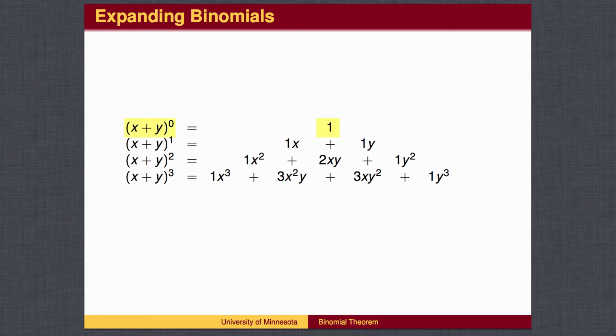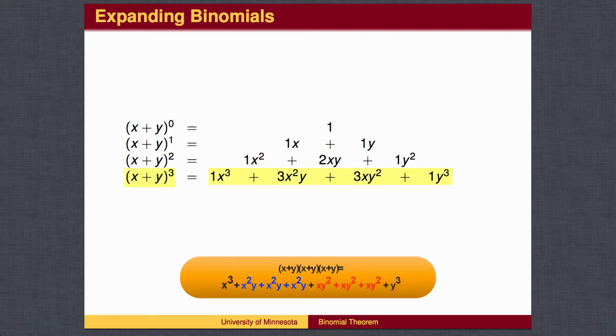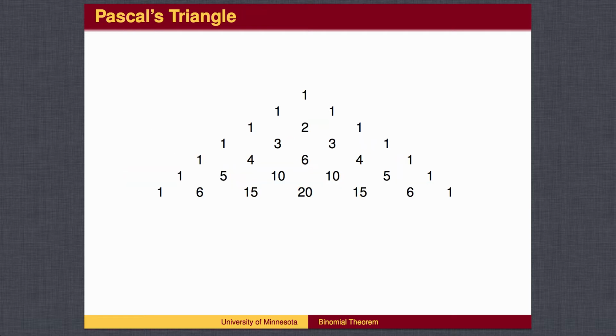Anything to the 0 power is 1. X plus y to the first is itself. X plus y squared has a middle term of 2xy. When we expand x plus y to the third, we get 8 terms.